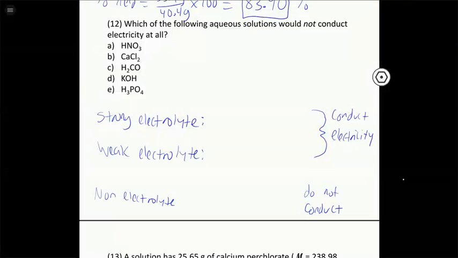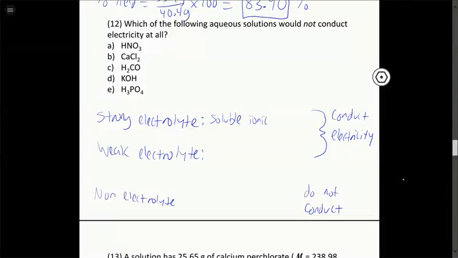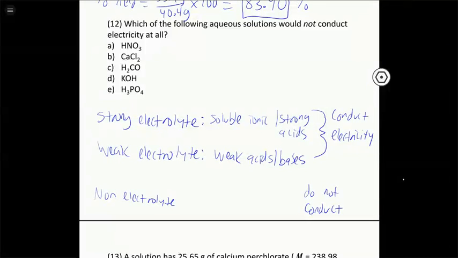Now, what types of compounds do we have that are classified as strong, weak, or non-electrolytes? Strong electrolytes are going to be either soluble ionic compounds or strong acids. Those are both categorized as strong electrolytes. And then for weak electrolytes, really the only types we're going to deal with are weak acids or weak bases. There's only one weak base we should be familiar with, which is NH3. But weak acids are also weak electrolytes. And then non-electrolytes are going to be soluble covalent compounds.